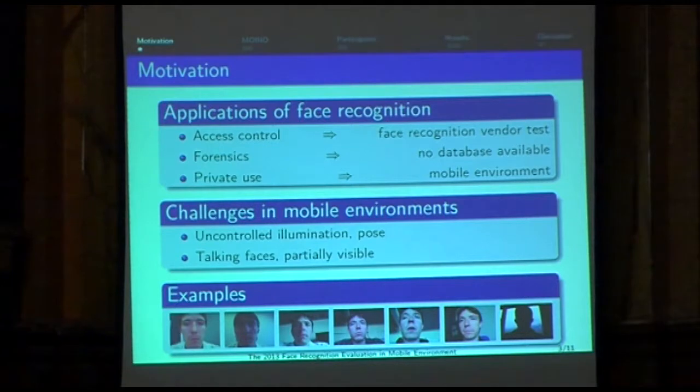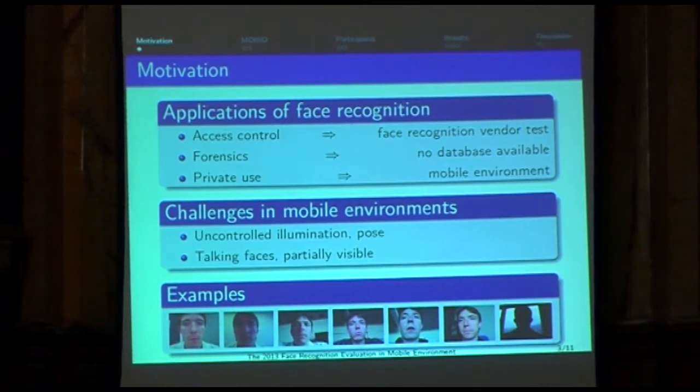And for that we have collected a database with some challenging conditions. The challenges are uncontrolled illumination, as you can see in the images, and some facial pose included. Since this is a video database where people were talking, they might only be partially visible, and they have facial expressions due to the talk.